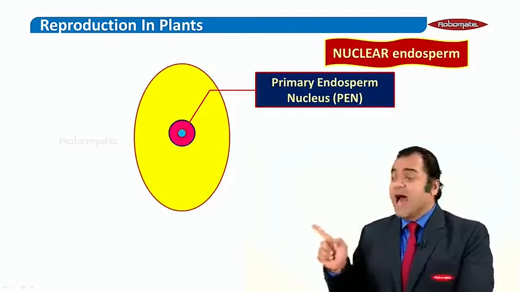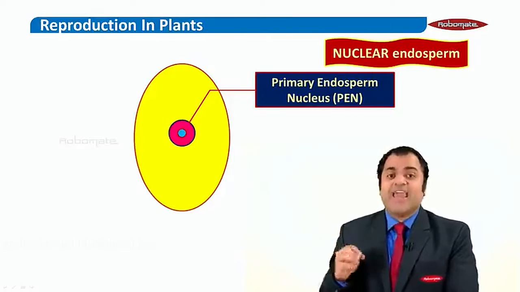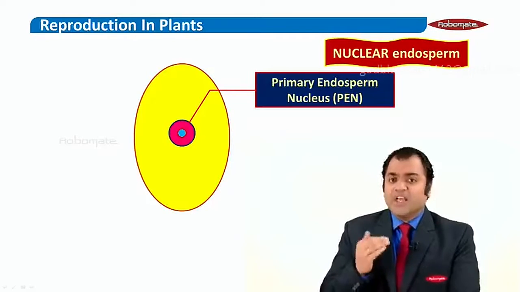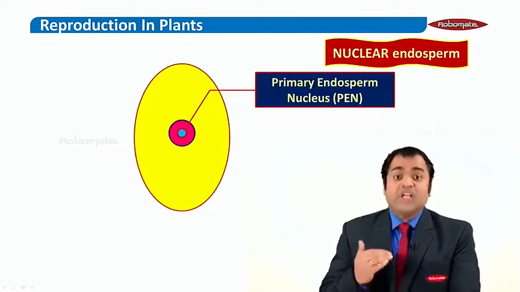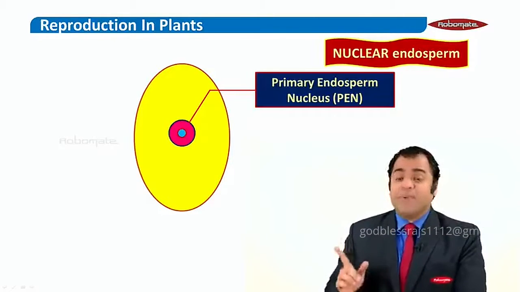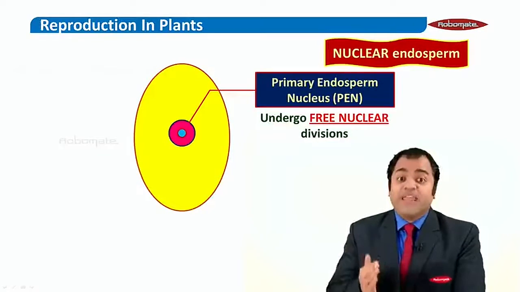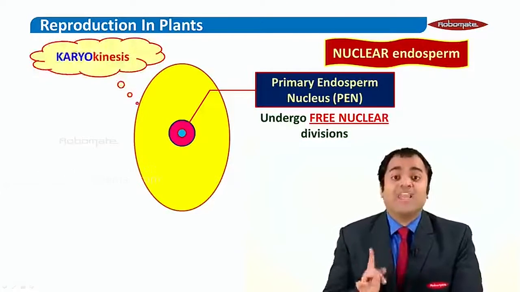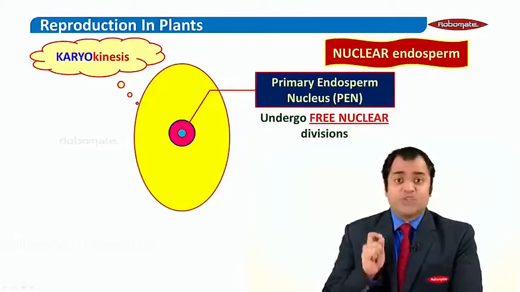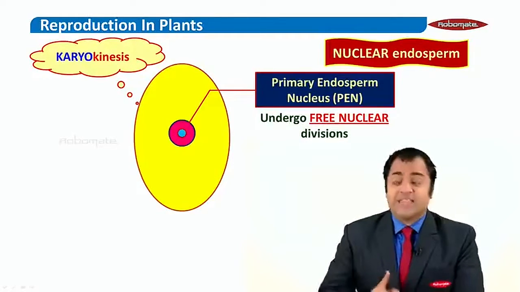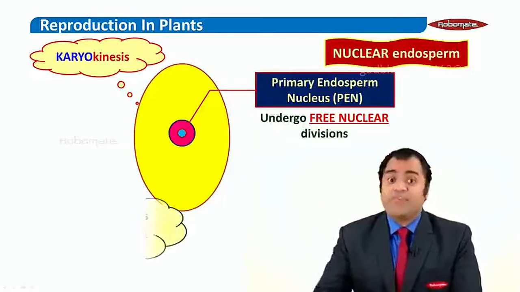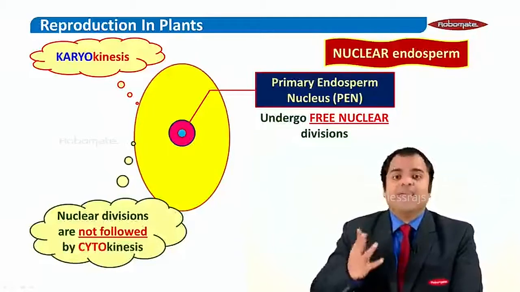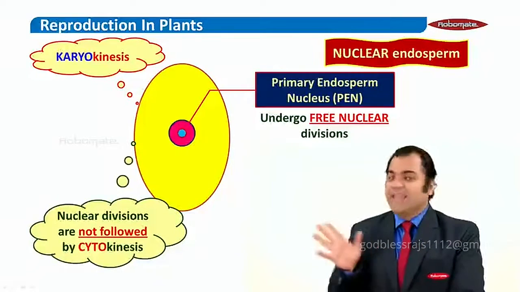Let me show you how this PEN will divide and produce a compact endosperm. Now it is called nuclear endosperm because the PEN will undergo free nuclear divisions. It means it is going to undergo karyokinesis. And you should be surprised that karyokinesis initially will not be followed by cytokinesis, which means there will be only the nucleus dividing freely in the embryo sac.